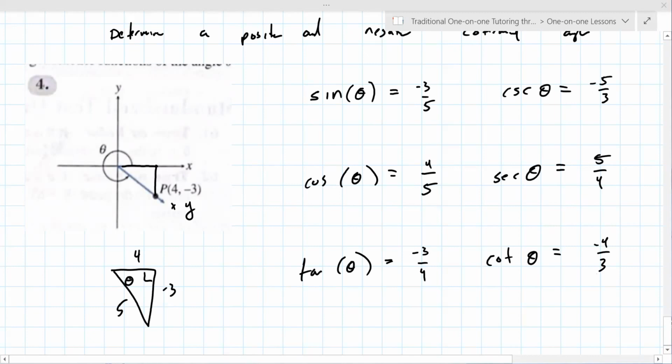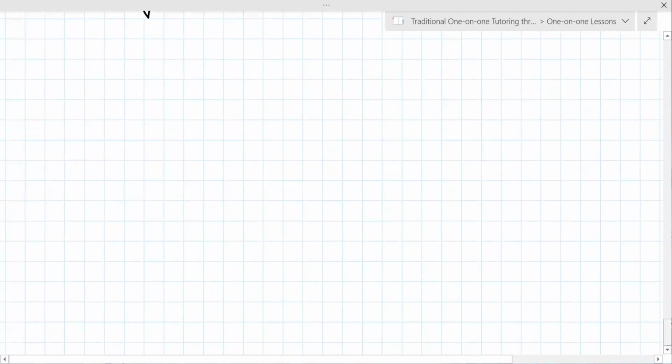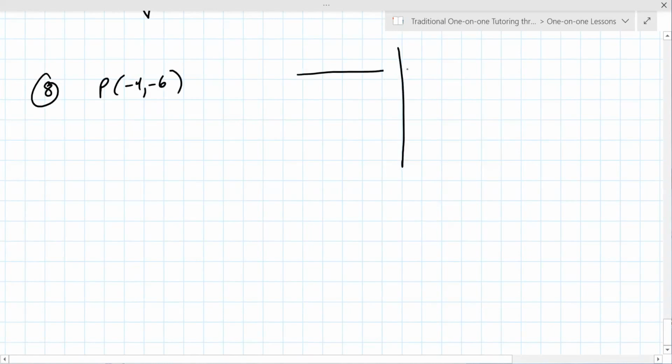What's the next one here? 8. It's kind of the same thing. They don't give you the graph this time. So 8 is the point minus 4 comma minus 6. If you were to graph that, you would get a point over here. This is minus 4, minus 6.